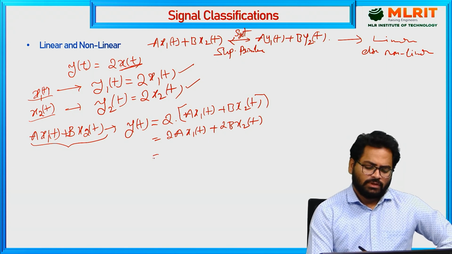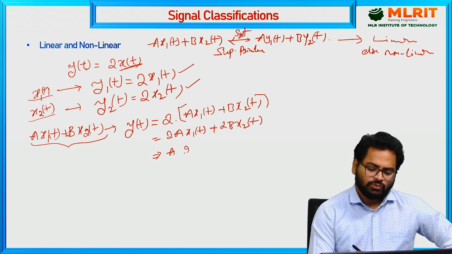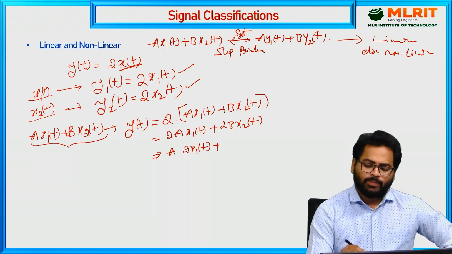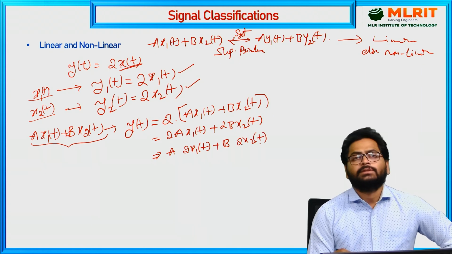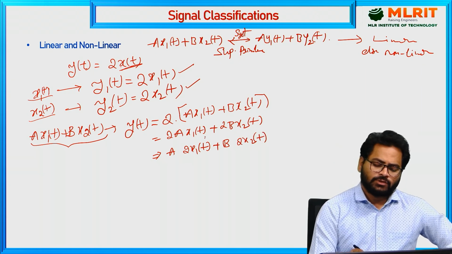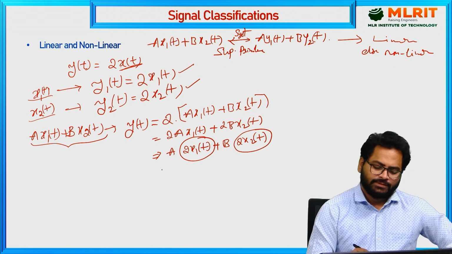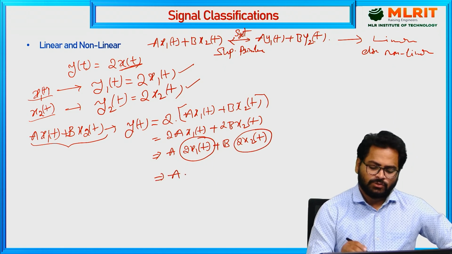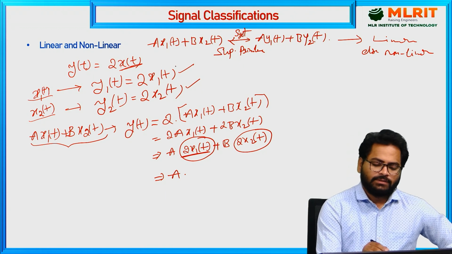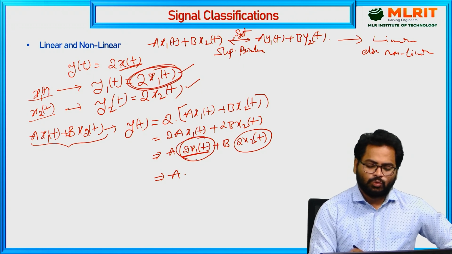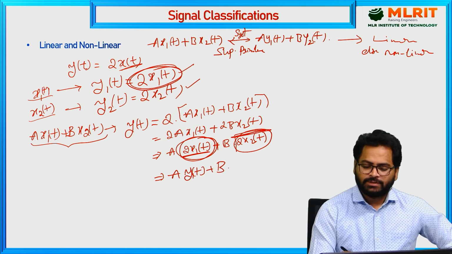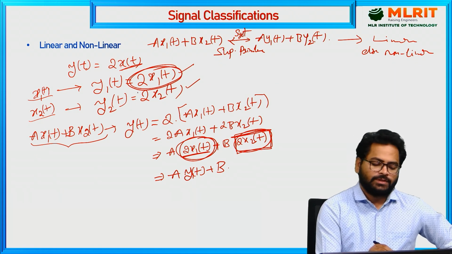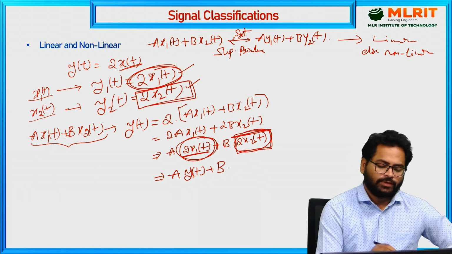Okay. Now I can write this one: a into 2 into x1 of t plus b into 2 into x2 of t. If you look at this, these two things, a into the same thing you can find over there. These two are the same, so I can write y1 of t plus b into this one in the square box, this 2 into x2 of t.